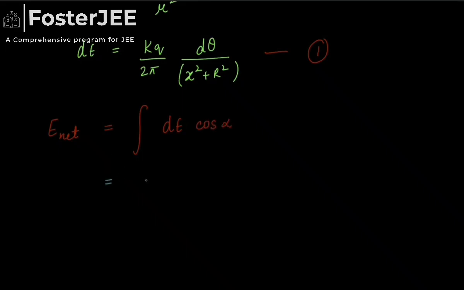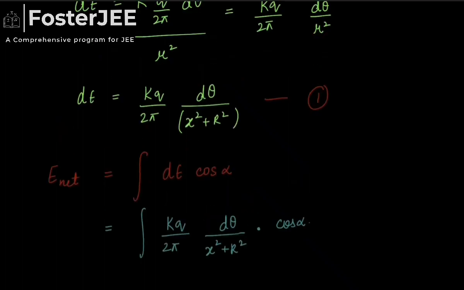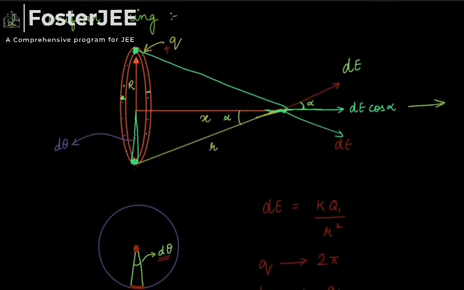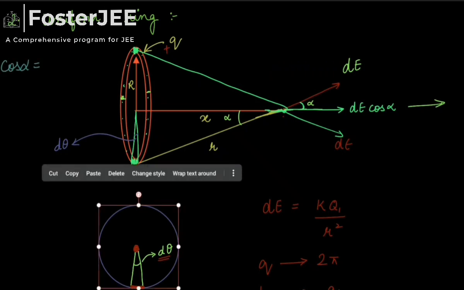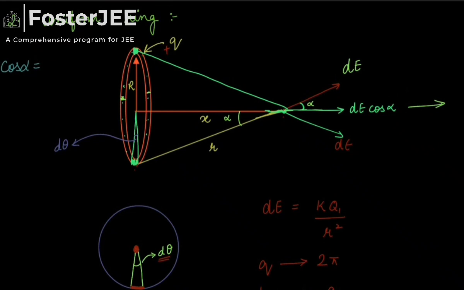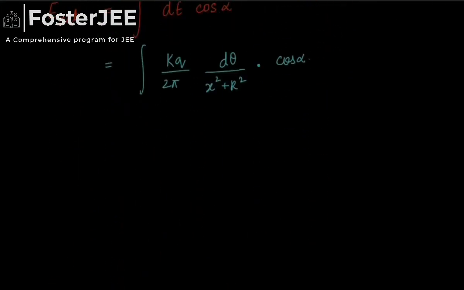Putting the value of dE, we get the integral of kq upon 2 pi d theta upon x square plus r square into cos alpha. Now, from this diagram, we can see the value of cos alpha is base upon hypotenuse. So, our base is x and hypotenuse is small r. So, we get the value of cos alpha as x upon r.